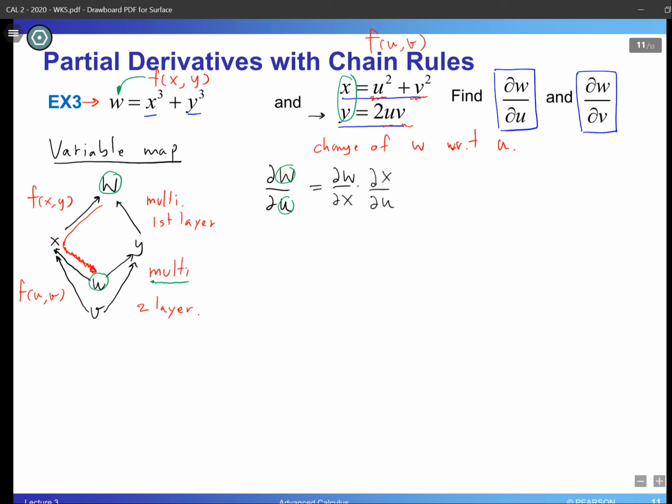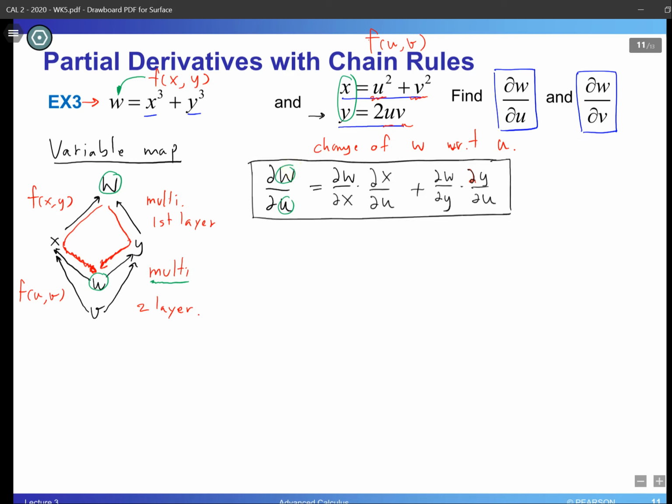Now, the next path that we have is going to go through y. Change of w with respect to y. And then continue from that, change of y with respect to u. And this time again, it's a multivariable function, so it's going to be partial derivative of y with respect to u. So there you go. You have this first formula for the derivative with respect to u.